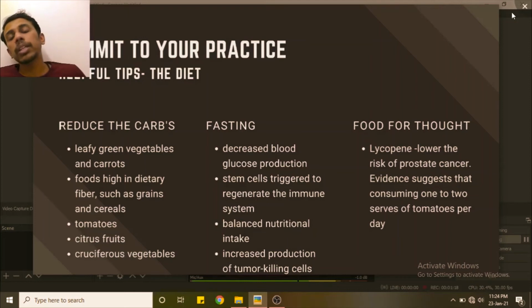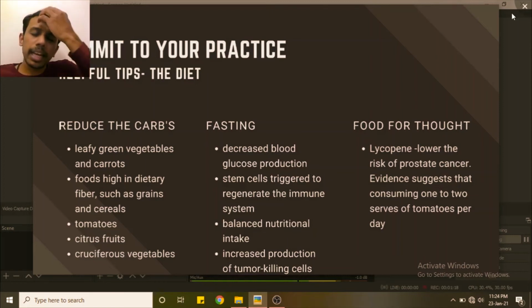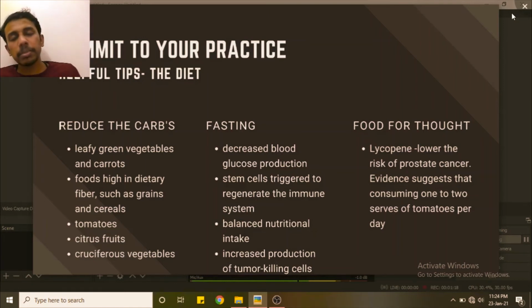Tomatoes have something called lycopene, which reduces the risk of prostate cancer. Similarly, vitamin A is abundantly available in carrots, which you can always consume. At the same time, green leafy vegetables have a high amount of phytochemicals, which are actually high in antioxidants in nature.